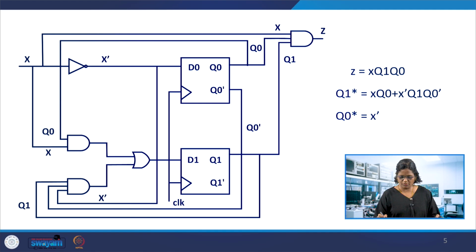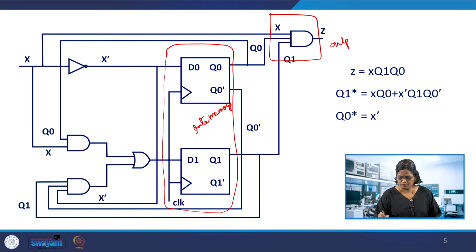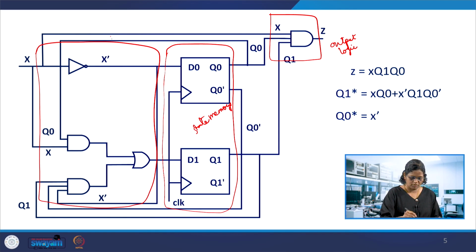So this is the circuit. We have this x and 2 flip flops, which are the state memory. You can see that the state memory is drawn from the equations only. So there is the state memory and the output logic. And here is the next state logic. The total portion here is giving the next state logic.